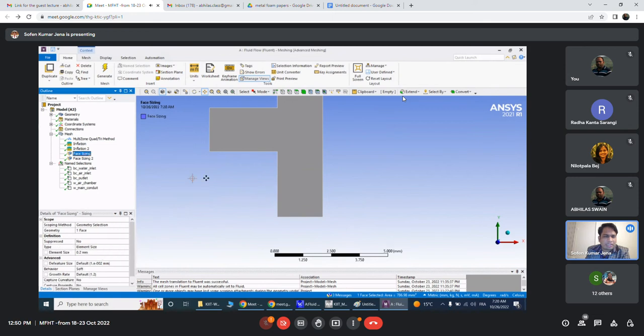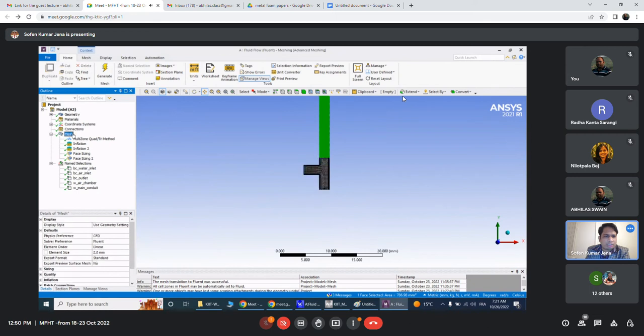Then face sizing, etc. What sizing function do you use? So it's a 2 mm geometry, so we put the sizing around 0.2 millimeter, right? Similarly, this is 0.2 millimeter, I put it for the face sizing. So once you do it, go for meshing. It will generate a very fine mesh for you.